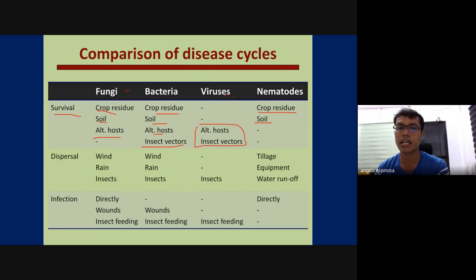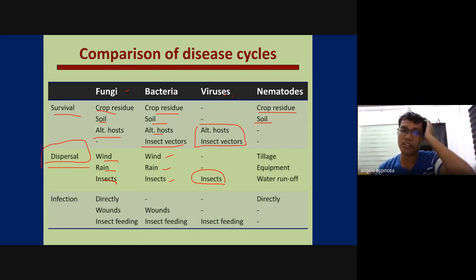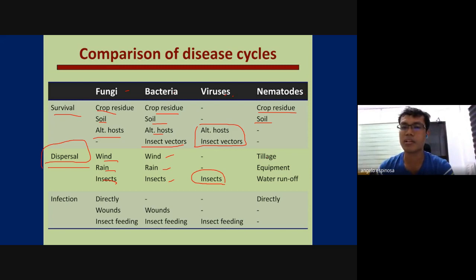And then for dispersal naman, paano ba siya dumadami? Paano ba nagsispreading yung isang pathogen or diseases? It could be by wind, rain, and insects, sa fungi. And for bacteria, it could be by wind, rain, insects also. And for viruses, it could be by insects. Pwede natin include dito animals, it could also be human, it can also be the vectors. And then sa nematodes naman, dispersed by tillage equipment, water runoff.